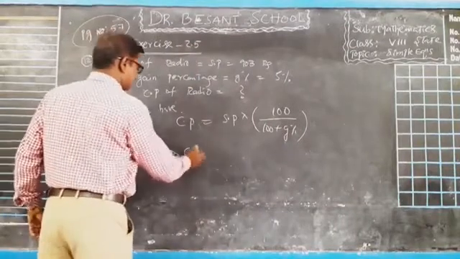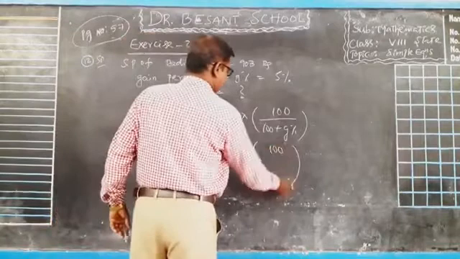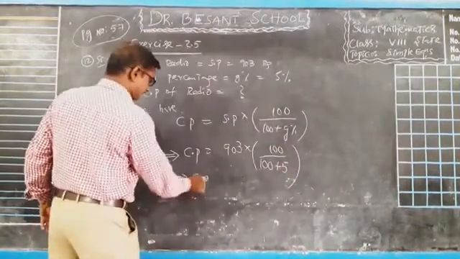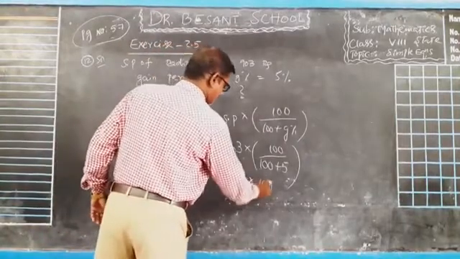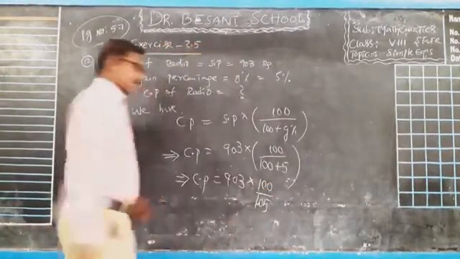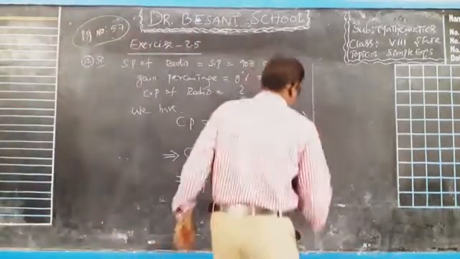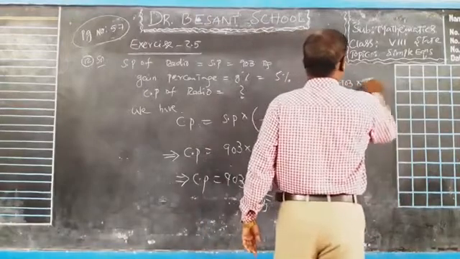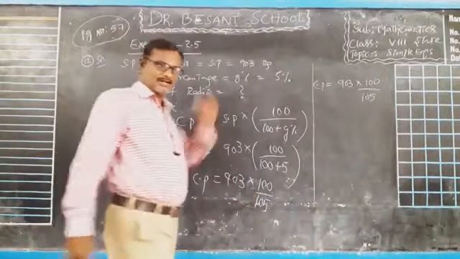So cost price is equal to selling price, which is 903, into 100 by 100 plus gain percentage, which is 5. This implies cost price is equal to 903 into 100 by 105. 100 plus 5 is 105. Okay, children. Let me do the calculation here. CP is equal to what we have? 903 into 100 by 105.